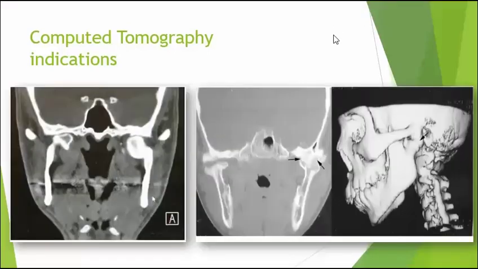CT scan is used in diagnosis of TMJ disorder. In this coronal slice, we have a medial condylar displacement on both sides. This patient had a previous trauma in the condyle, which has led to a fracture of the condyle and a malunion. In this coronal section, we have ankylosis in the left condyle. As you can see in this 3D image, there is ankylosis of the condyle to the glenoid fossa.